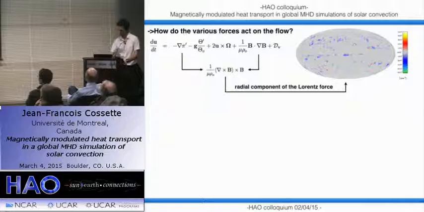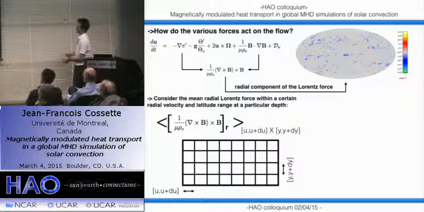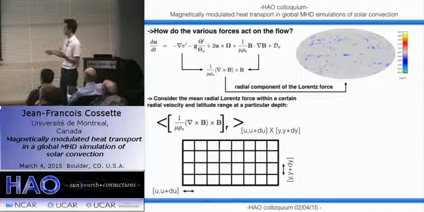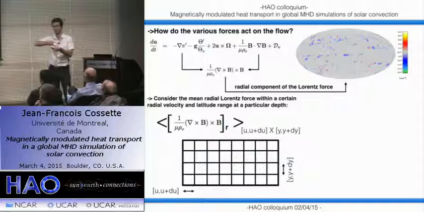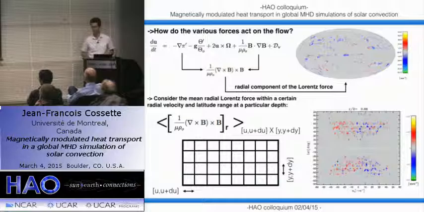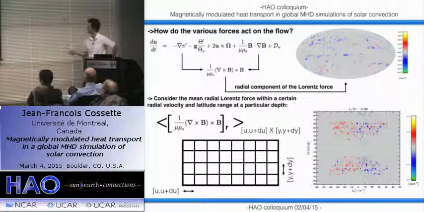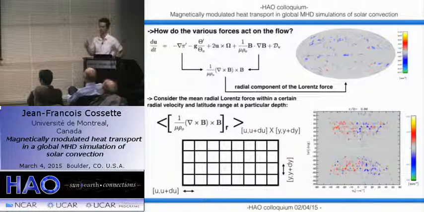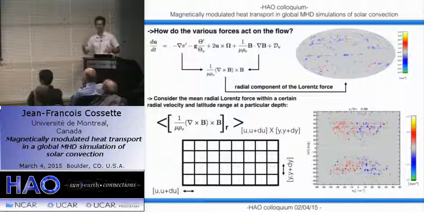We're interested in how exactly the Lorentz force acts on the upflows and downflows. So I came up with a way of plotting this radial component of the Lorentz force. Take a certain range in the radial velocity, u plus du, and a certain latitude range, and take the average Lorentz force in that specific range, and plot it as a function of velocity and latitude. The right part here shows the upflows, and the left part shows the downflows.